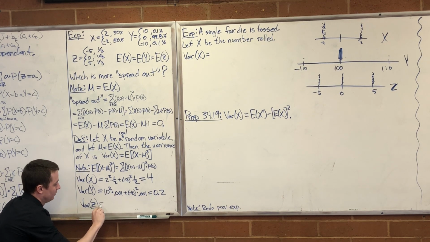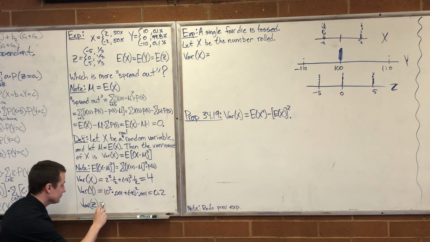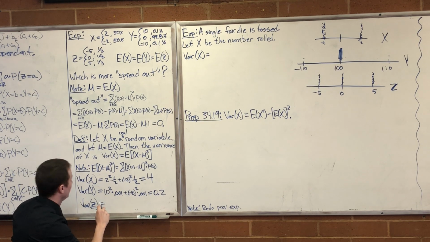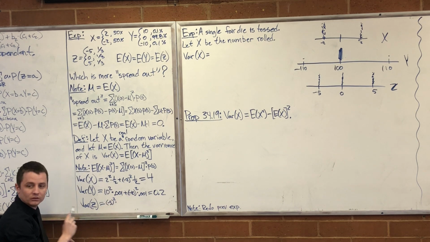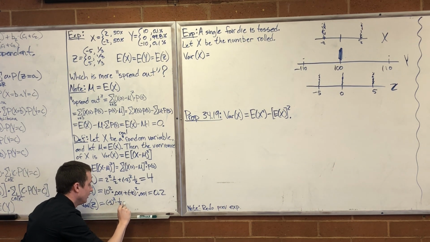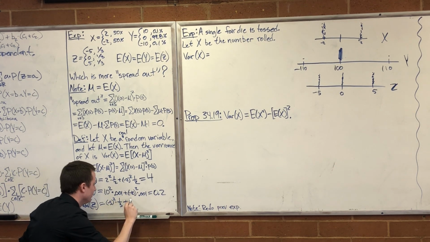Variance of z now is equal to -5 squared times 1/3, plus 5 squared times 1/3. You want to start with that one? Okay.